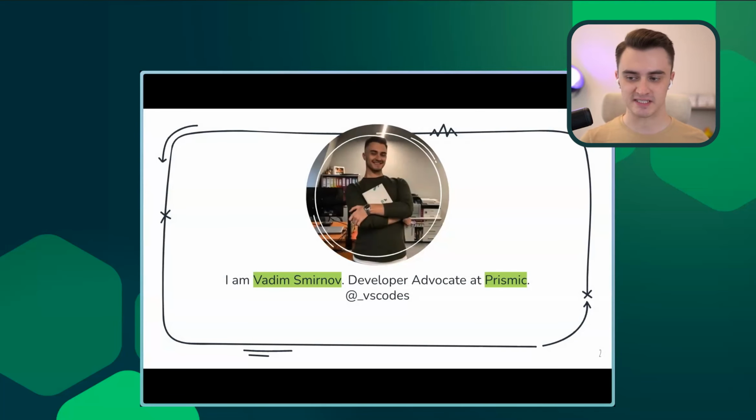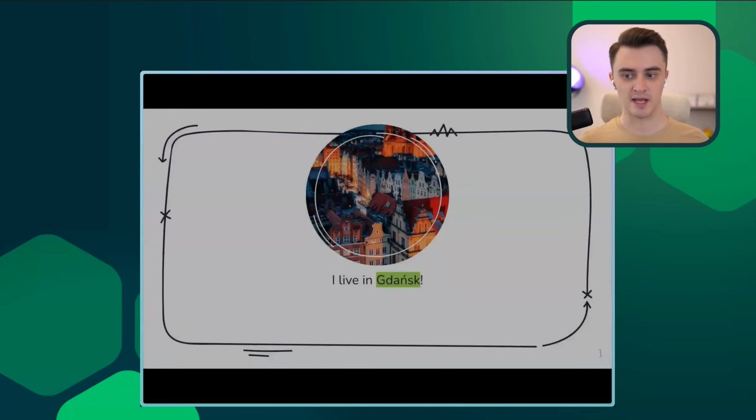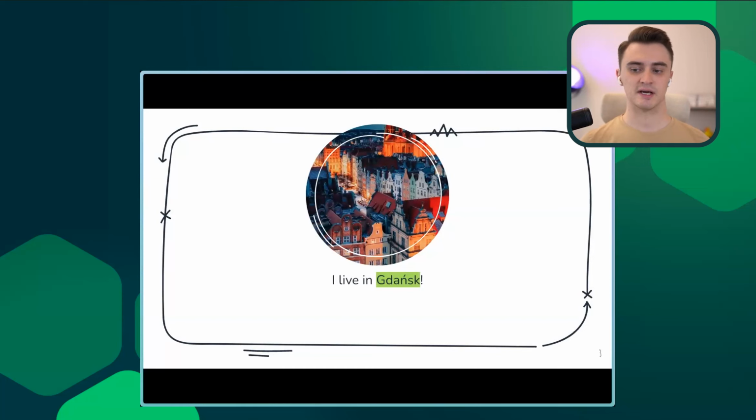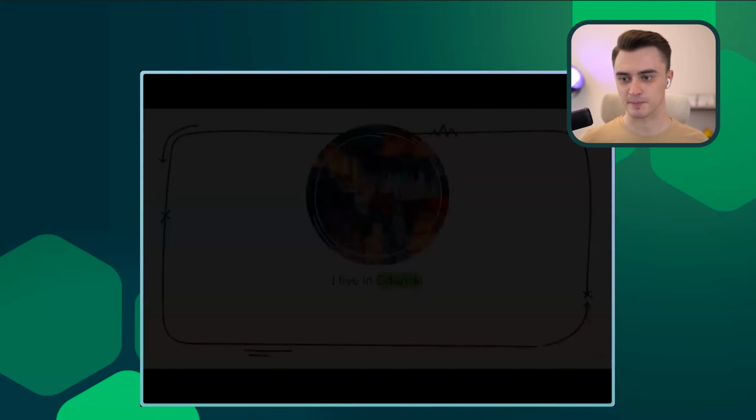First of all, let me introduce myself. Some people might know me because I've been working at Andela for a while. But if you don't know me, my name is Vadim Smirnov. I am a developer advocate at Prismic. You can find me on Twitter with the handle _VSCodes. If you have any questions or just want to keep in touch, feel free to drop me a DM. I will reply as soon as possible. I live in a city called Gdańsk, which is a really nice, small, cozy city near the sea in Poland.